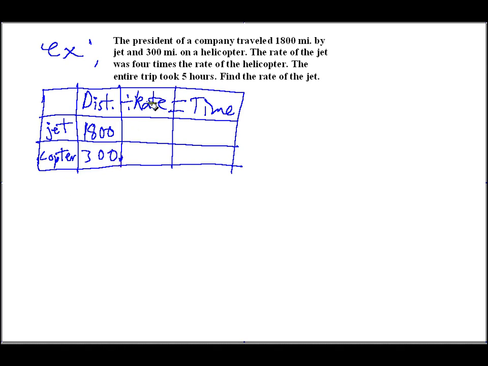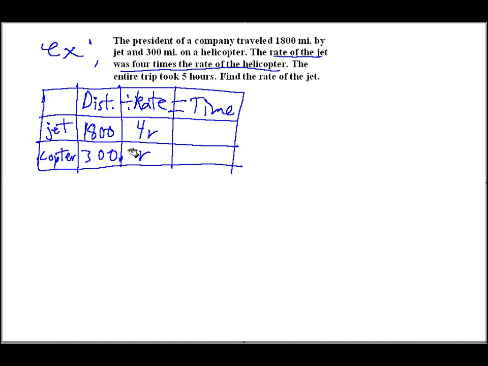Here's where the variable comes in, the rate. It says the rate of the jet is 4 times the rate of the helicopter. But I don't know how fast the helicopter is going, so let's make the rate for the helicopter R miles per hour. The jet is going to be 4 times that, so 4R. Can we see that?